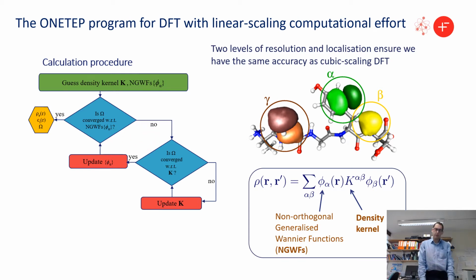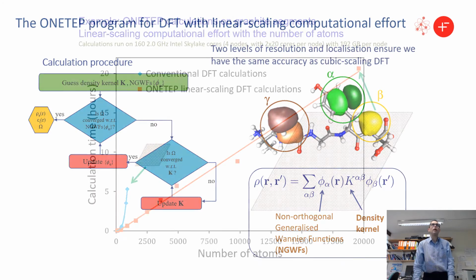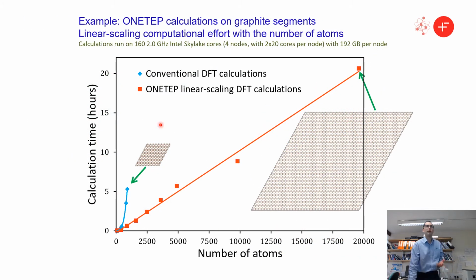So as a result, we can see the scaling that we have with this method. We can do calculations on tens of thousands of atoms. This is the same plot with the conventional DFT, and these are calculations with ONETEP.